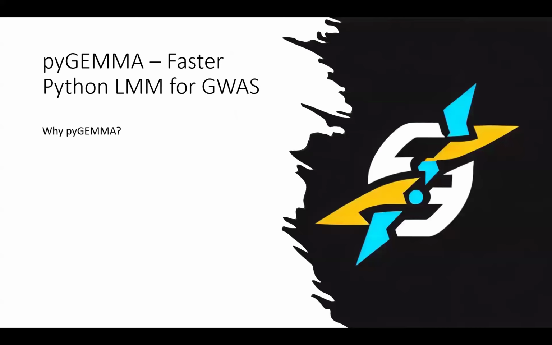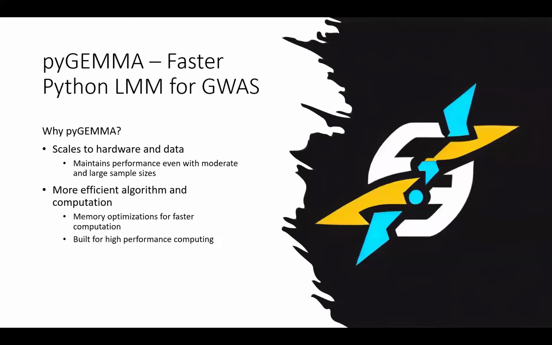pyGEMMA is a faster implementation of GEMMA. I recommend it because it scales to the hardware and data, so it maintains its performance even when we have moderate or large sample sizes. It has a much more efficient algorithm, including memory optimizations for faster computation and an underlying design that's built for high performance computing environments. It's also easy to use in Python and R. It's a single function to fit the linear mixed model and has built-in plotting functions for you.